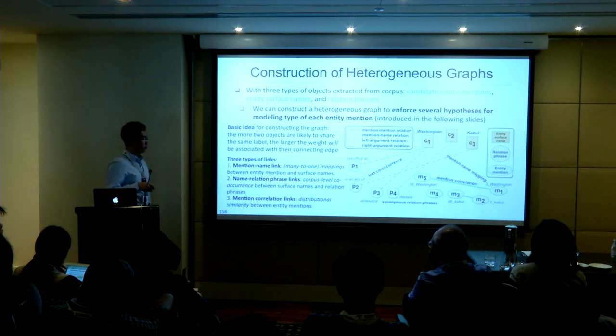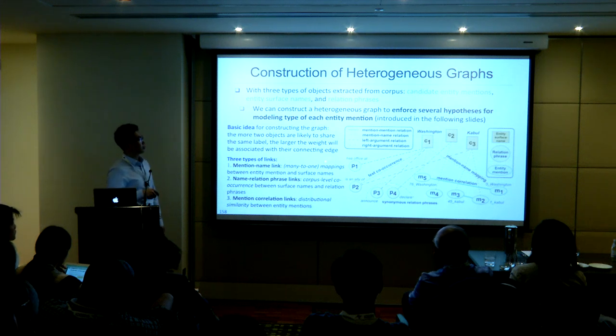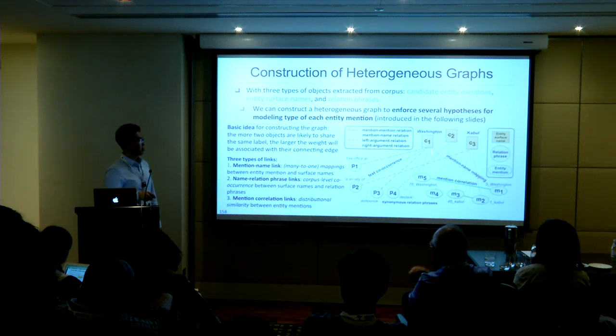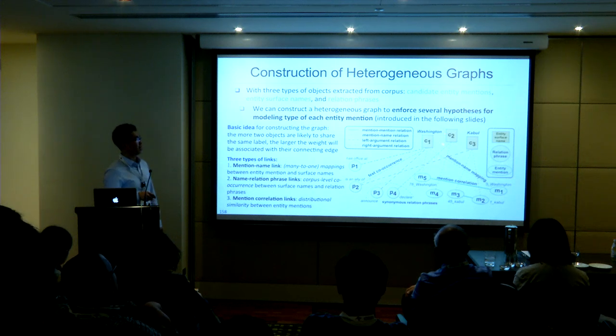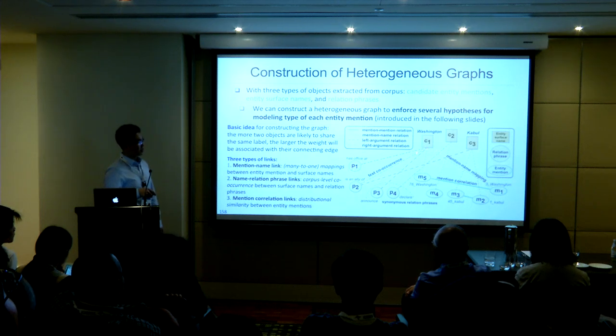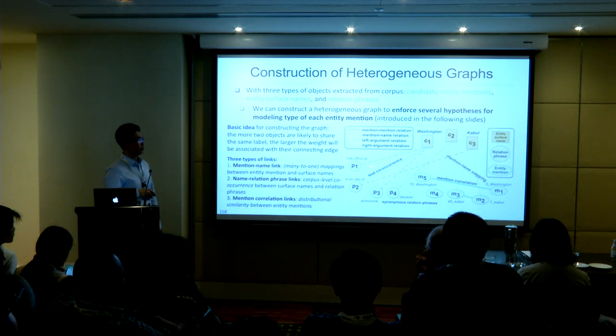And if you notice in these graphs, different colors represent different types of links. We have the links between a mention and their names, which is simply name and instance matching. And we also have the relations between the relation phrase and the surface names. Think about this as co-occurrence statistics between the surface name and the relation phrases across all the documents in the corpus. And the third one is the mention correlation links among the entity mentions themselves.